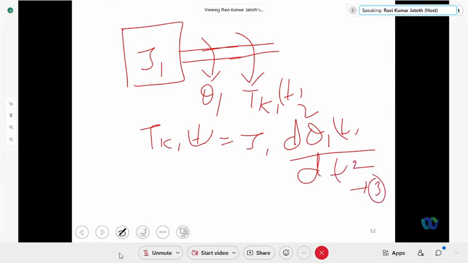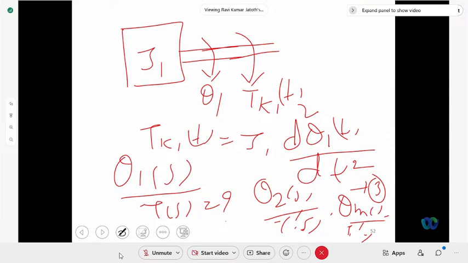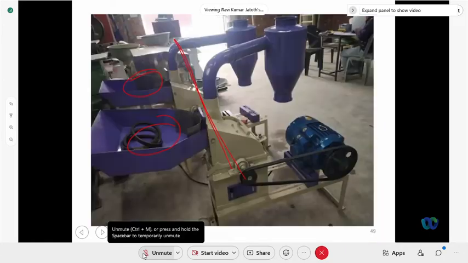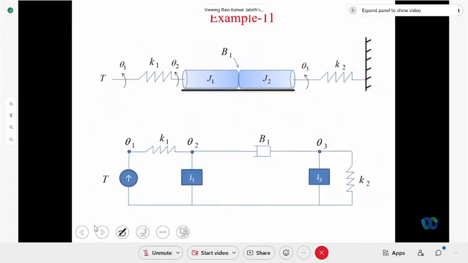Now apply Laplace transform to this and you can eliminate the other terms. Then you can get theta 1 of s by T of s, one transfer function, or theta 2 of s by T of s, another transfer function, or theta M of s by T of s, another transfer function. Any one is what you get. Okay? Is that fine? Yes, sir. Now, can you do it now? This one, which is mentioned here.